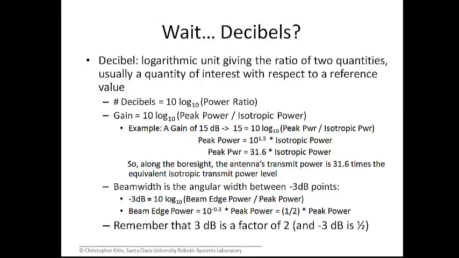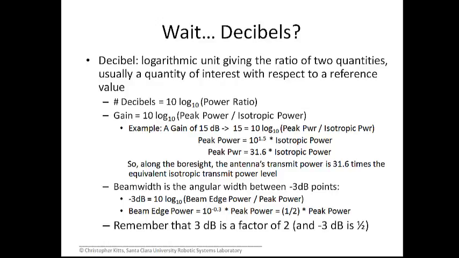So if you walk through the math, 3 decibels is approximately a factor of 2, and minus 3 decibels is a factor of 1/2. As a rough approximation, for every 3 decibels you go in terms of increasing or decreasing, in terms of gain or attenuation, you can imagine a factor of 2 being involved. So if I have a gain of 3 decibels, that means that my peak power is twice as much as the isotropic power that I would have expected from that antenna. And if it's minus 3 dB in a certain direction, then I've lost half of it.